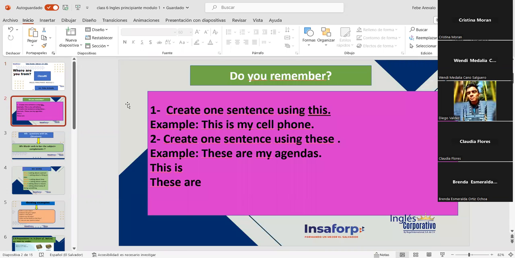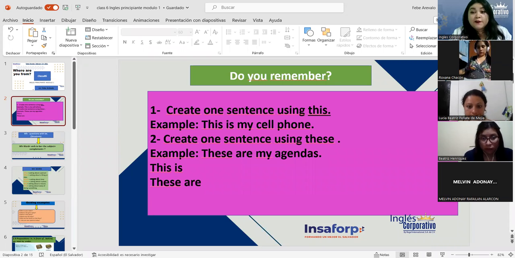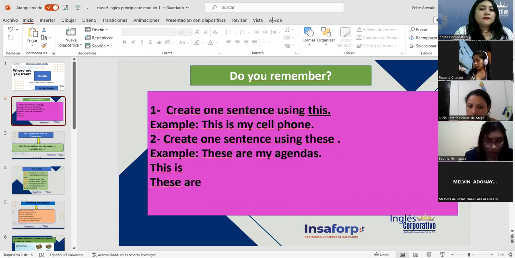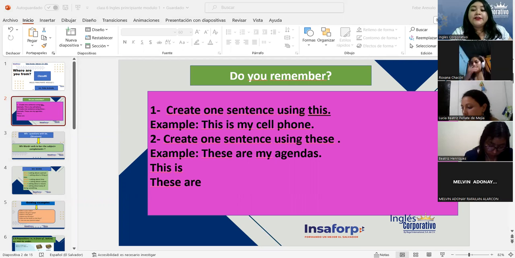Do you remember? Okay, como les dije desde la primera clase, siempre vamos a tener este tipo de secciones, right? Que sería, do you remember, ¿te recuerdas? Y es para ver cómo tenemos el conocimiento que hemos adquirido, right? So, let's check. Create one sentence using this. Quiero que todos creen una oración utilizando this. Ahí les puse un ejemplo. This is my cell phone, right? Let's create it. Les voy a dar 1 minute. Remember that we use this when you are talking about a singular object, right? Cuando usted está hablando de un objeto en singular. That's when you use this. Y el objeto tiene que estar near you, cerca de usted.